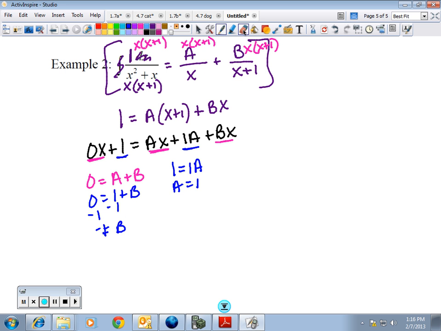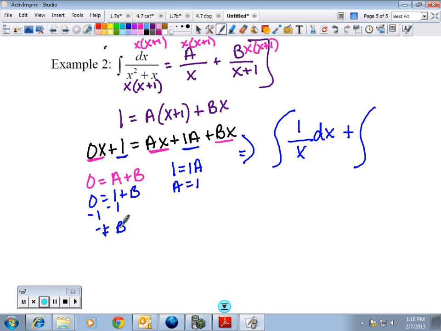So my new integral, I'm going to go back and pretend like I never erased that, is going to be the integral of a over x, well a is 1 dx, plus the integral of b, well b is negative 1. You can't really tell that's a negative 1. Let's make that prettier. Negative 1 over x plus 1, and that's dx.